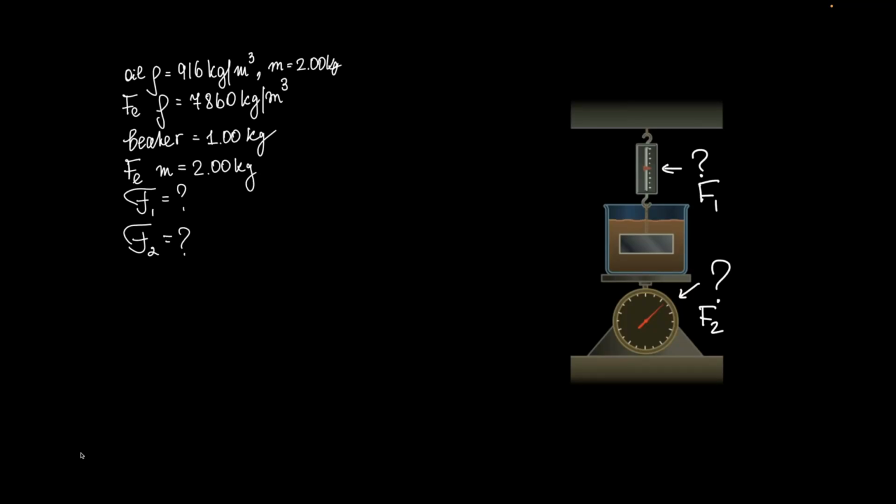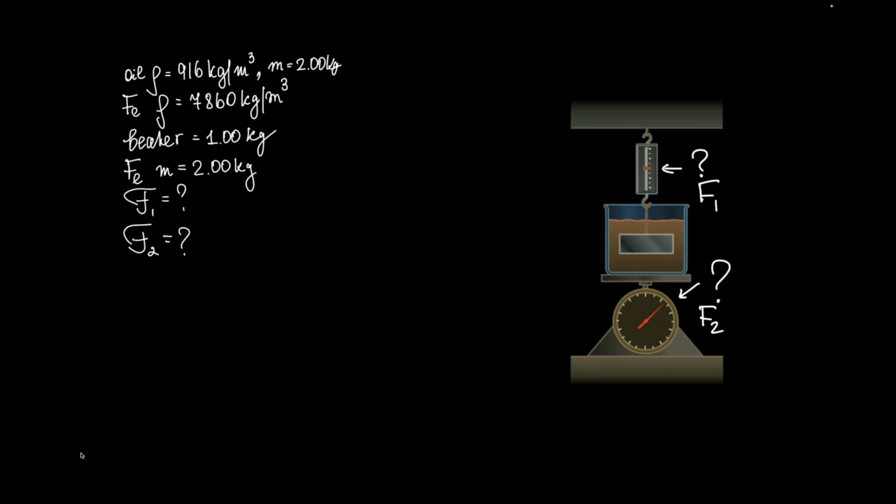Today we're going to take a look at a problem that involves Newton's first law and apparent weight, buoyant force. Let's take a look at the diagram. So we have a block made of iron, density of iron 7860. It has a mass of 2 kilograms and it is placed in 2 kilograms of oil whose density is 916 kilograms per meter cubed. Hence, iron is not going to float because it's more dense.